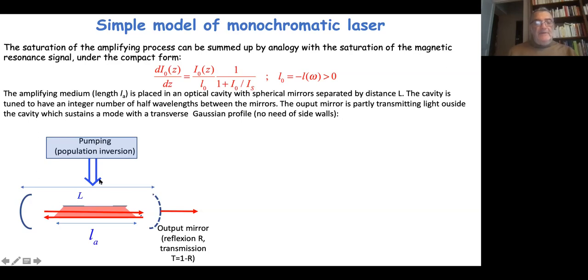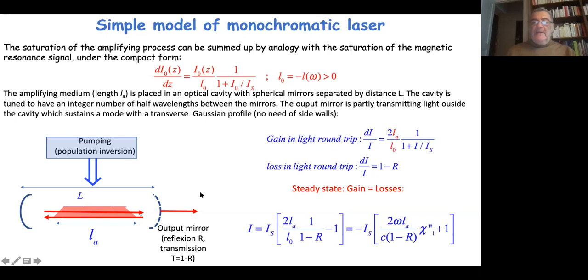So this is a sketch of a laser. You have a cavity, so you have a standing wave going back and forth between mirrors separated by distance L. You have an amplifying medium which has a length L_A for amplification, and you have two mirrors which close the cavity on both sides. And this mirror is slightly transparent. It has a reflection coefficient R and a transmission T equal to 1 minus R, where R is very close to 1. And the equations are shown here.